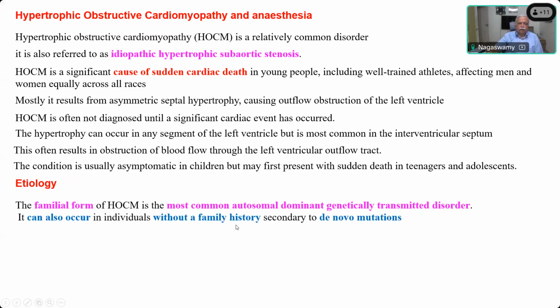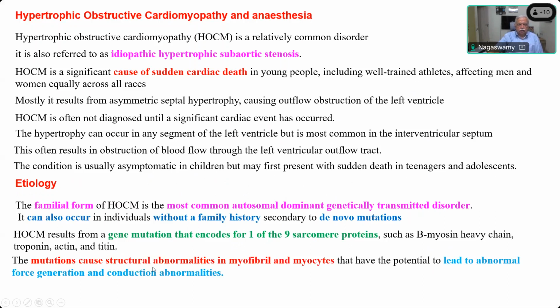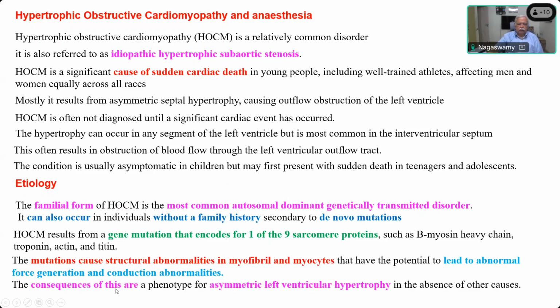And it can occur without family history, by de novo mutations also. Sometimes mutations can happen without any reason, or without anybody in the family suffering like that. It causes mutation in the genes that encode the sarcomeric proteins like beta myosin heavy chain, troponin, actin. All these proteins can be affected. So this causes structural abnormalities in the myofibril and myocytes, and that leads to abnormal force generation and conduction abnormalities. This is what happens in the myocyte. As a consequence of this, there is asymmetric left ventricular hypertrophy in the absence of other causes.